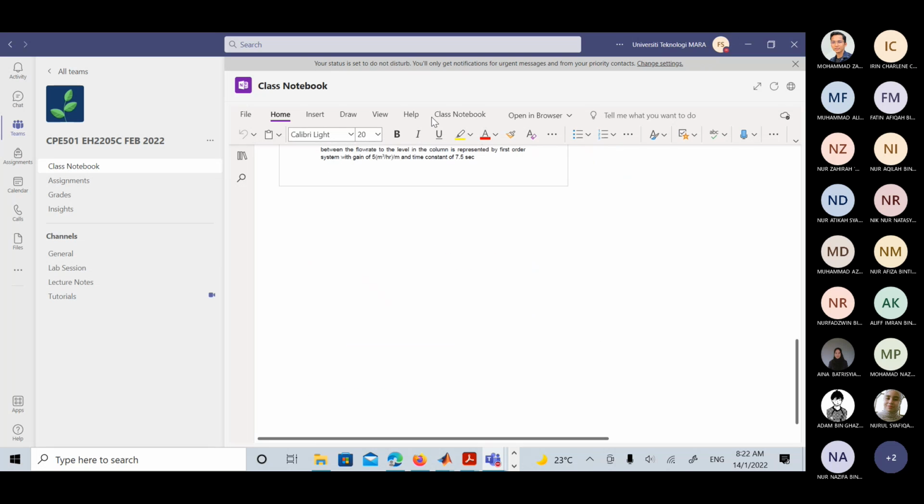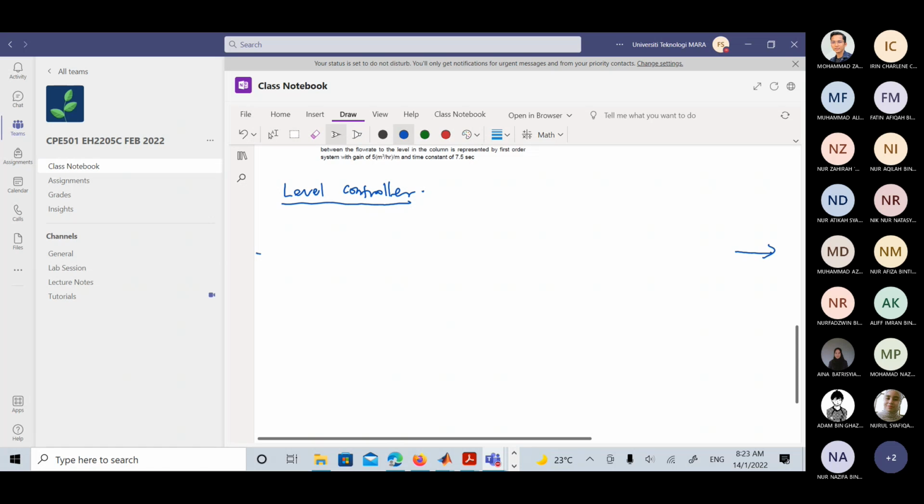Alright, for example, we try to solve for the level controller first. Right, so the block diagram consists of, starting from, we have the output, and also we have the input. So our input is going to be your set point. So set point, in this case, is level. All right.